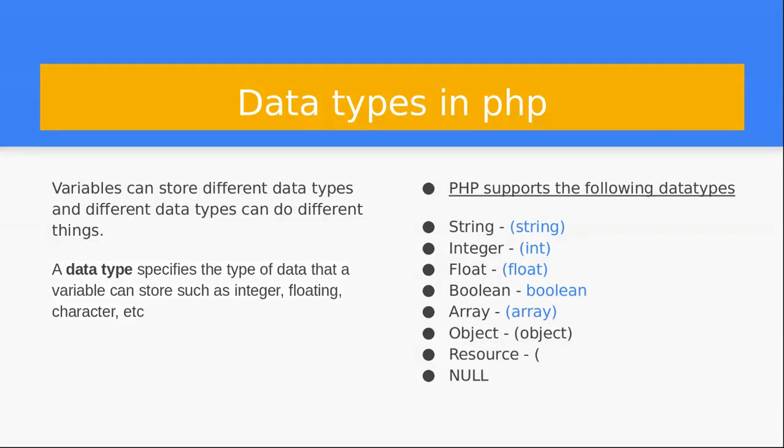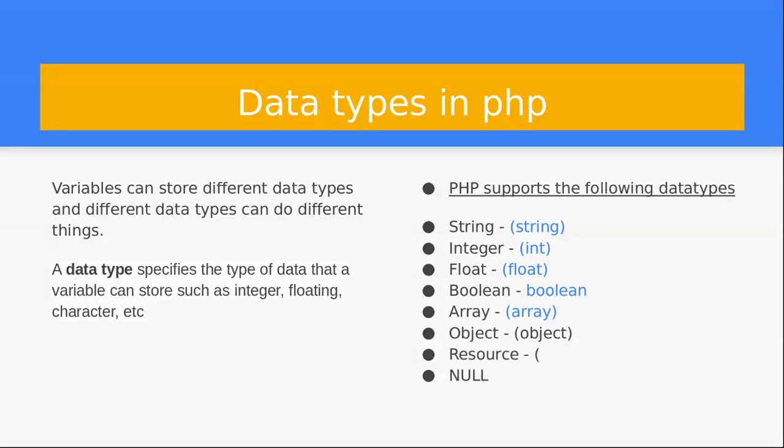A data type specifies the type of data that a variable can store, such as an integer, a float, a character, and so on. That is what data types are in PHP. In PHP, there are various data types, and you have some of them here. You have the string, the integer, the float, the boolean, the array, the object, the resource, and the null data types. All of these data types have the way they are defined in PHP.